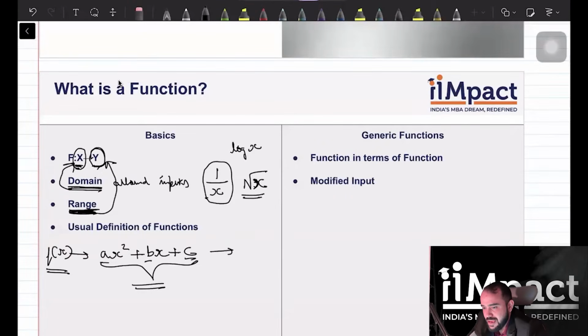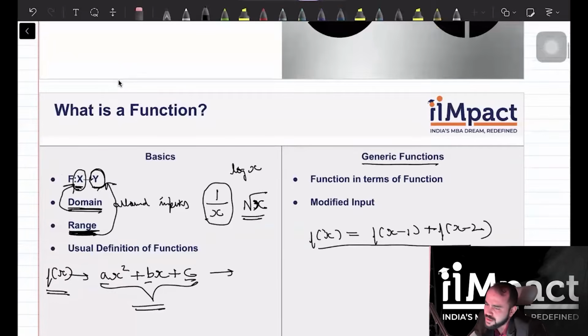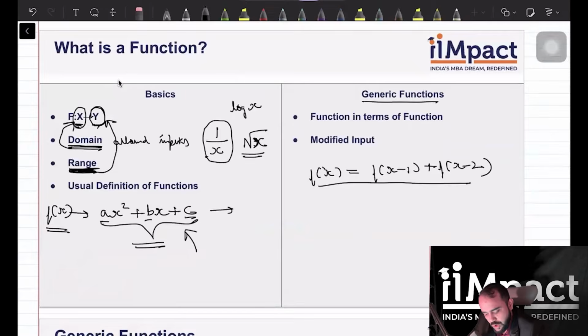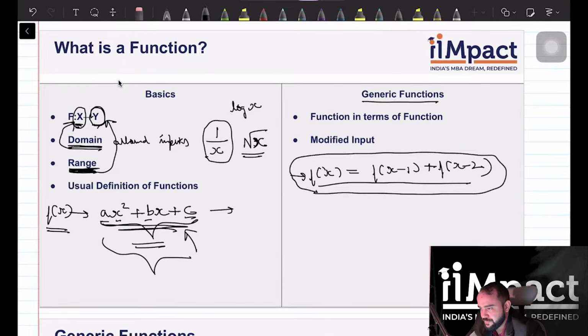Compare that to generic functions. When the function is in terms of function, for example, f of x is equal to f of x minus 1 plus f of x minus 2. Now, would you agree that finding the output is going to be a bit more difficult? If I say find the value of f of 1, the value of f of x at x is equal to 1, you will have to manipulate this. This is an easy example as far as generic functions go, but it will be more difficult than this. Here you only had to put and calculate. You had something which was giving you the exact calculations that need to be done to find the output, which is something which is absent here. This adds an extra layer of complexity for us. Which is why CAT very often banks on this.